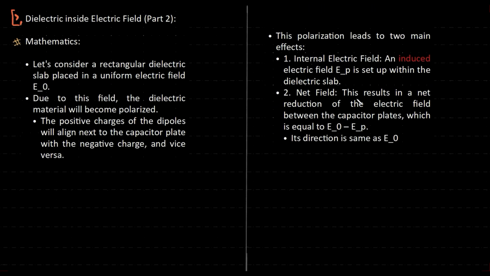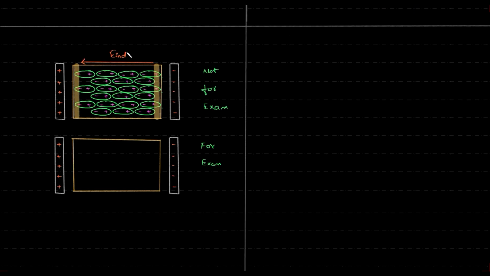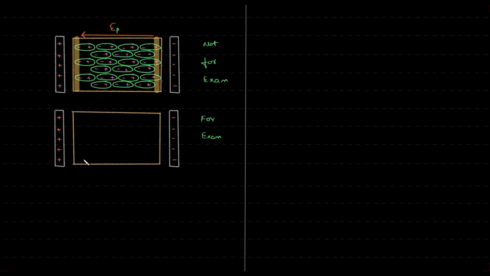The net result is a net reduction of electrical field between the capacitor plates, which is given by E naught minus EP. EP represents your polarized or induced field. Okay, so I have used EP, so let me use that. So basically, after writing all of that, you guys have to draw this diagram.